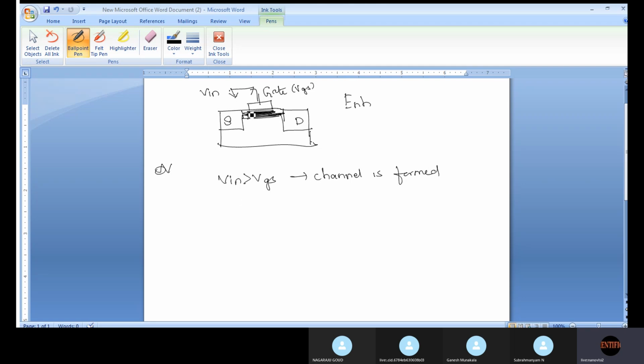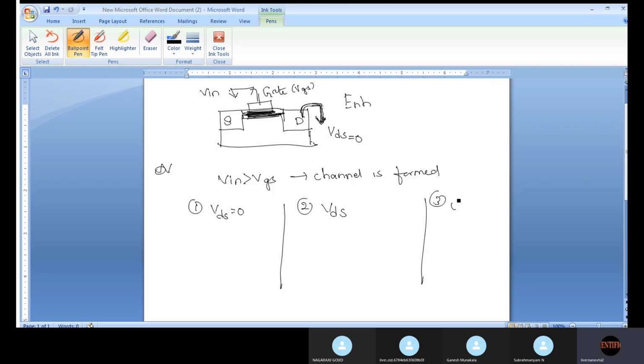So here VGS is just for the channel to be formed, but the MOSFET will operate whenever we give the supply voltage, which is called VDS. Whenever we give VDS, the supply voltage, only then will the MOSFET start operating. So the first condition is VDS equal to 0. I am not giving any voltage to this drain.